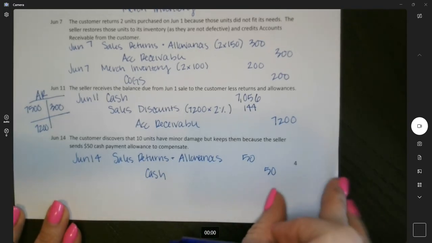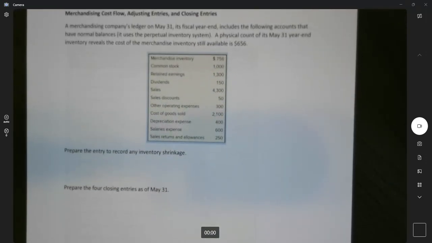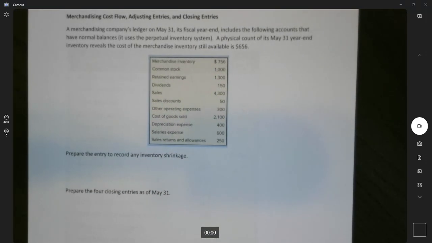Turning the page. At the end of the period, we need to make some adjusting entries. In addition to the adjusting entries that you've already learned, we're just learning a new one, which accounts for inventory shrinkage. Additionally, we're going to look at the closing entries and how they involve these new accounts that we have in this particular chapter. So in this example, we have a merchandising company whose ledger is as of May 31st. This is their fiscal year end. It includes the following accounts that have their normal balance and uses a perpetual inventory system.